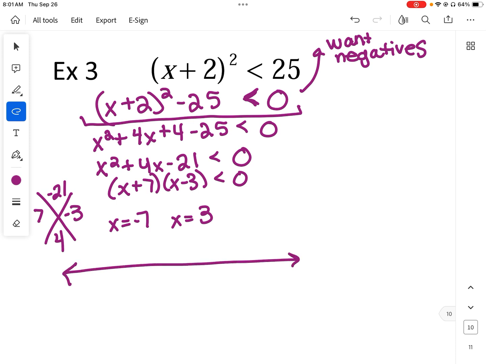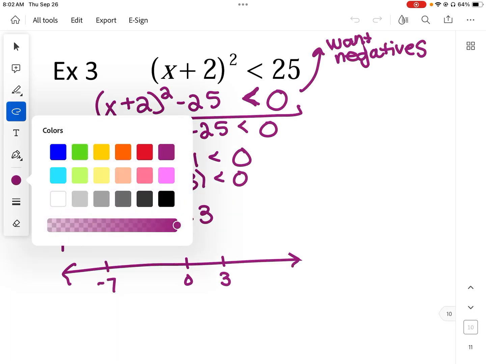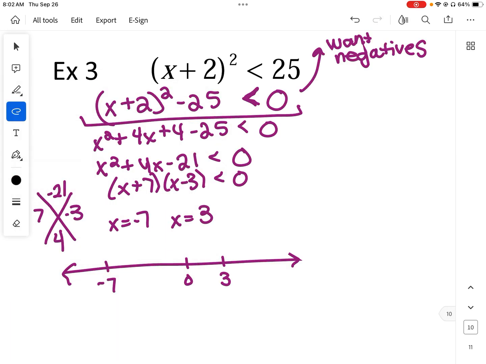So let's do our number line. Here's 0. I just like to have 0 on there so I get an idea of where I'm at. Okay. So let's see. Because it's just less than, it's going to be open circles on these key numbers. So now we got to figure out which ones are going to give us negatives that we want. So I'm going to go out here and test a number. I'm going to test -8.